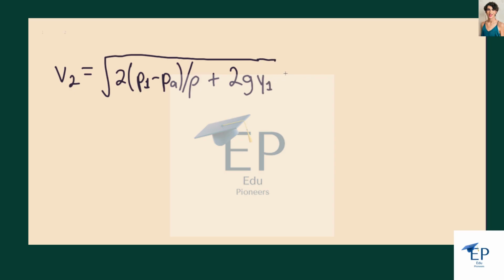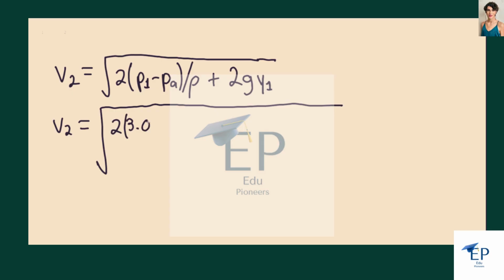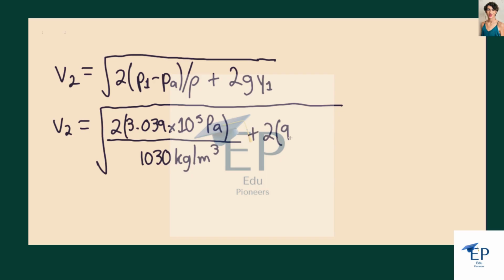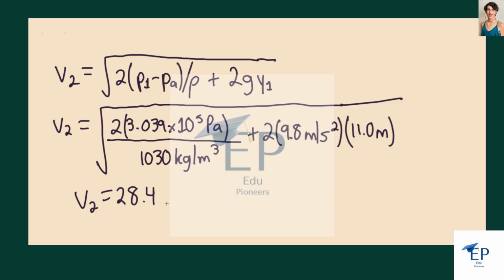And we can solve. V sub 2 would be equal to the square root of 2 times 3.039 times 10 to the 5th pascals divided by 1,030 kilograms per cubic meter, plus 2 times 9.8 meters per second squared multiplied by 11.0 meters. Taking the square root, we have that V sub 2 is equal to 28.4 meters per second.